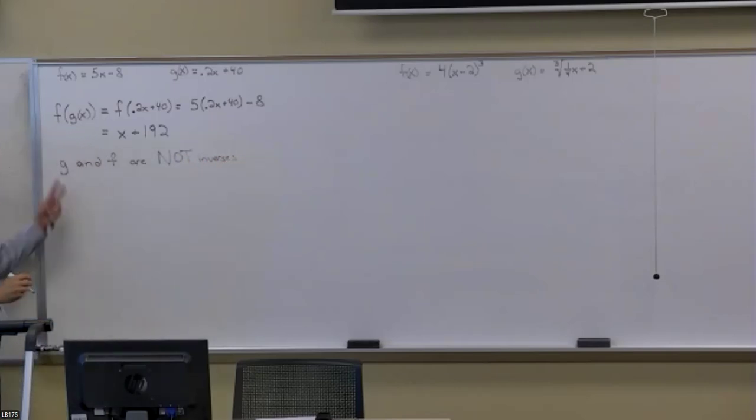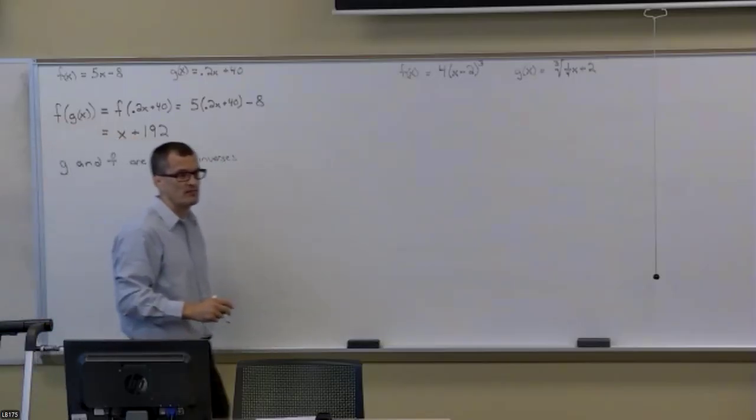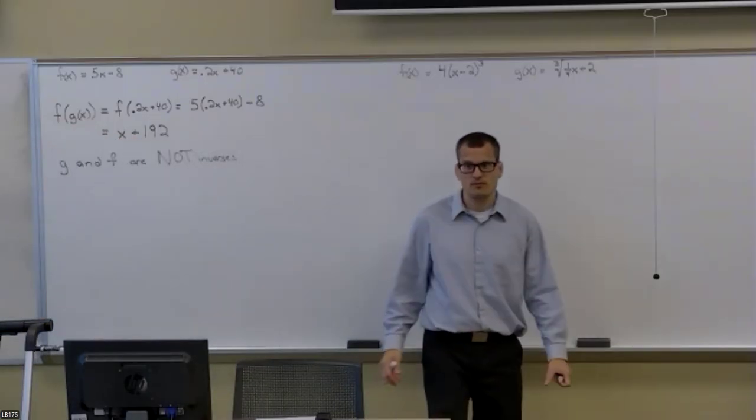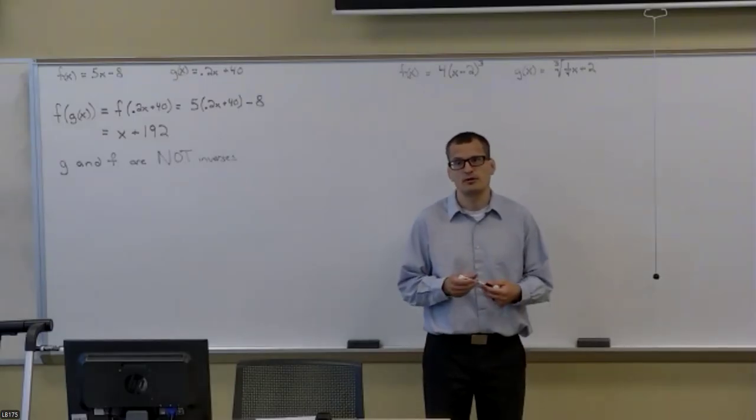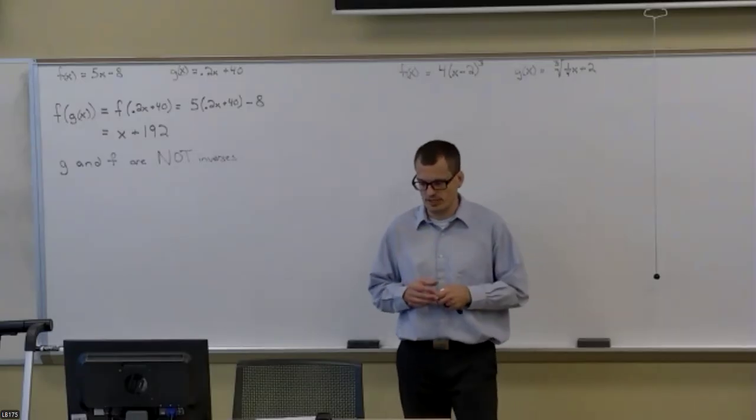You could check the other way as well. You could do G composed with F, but I don't need to. Once I know that one way doesn't give me the identity, then I know they're not inverses. So you could compose the other way, but we don't need to.